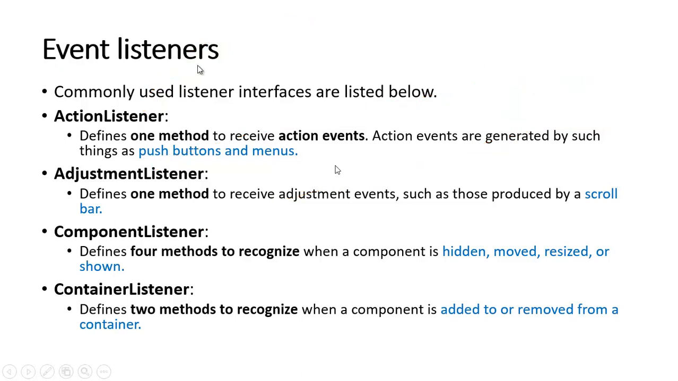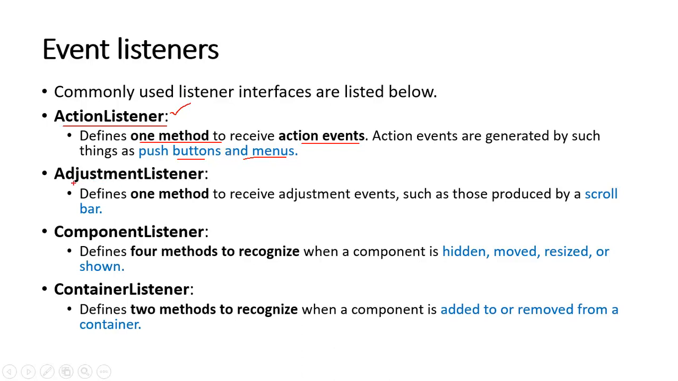So let's look at some of the standard event listener classes. First one is the ActionListener. Now this has only one method to receive the action event. When does the action occur? When you click on a button or when you make a selection from a menu. ActionListener can be used to listen to these events.